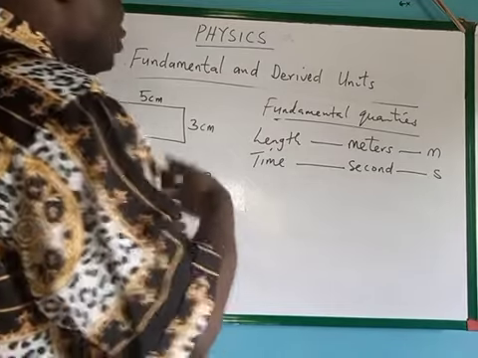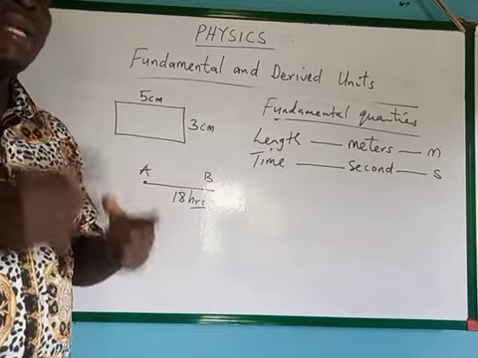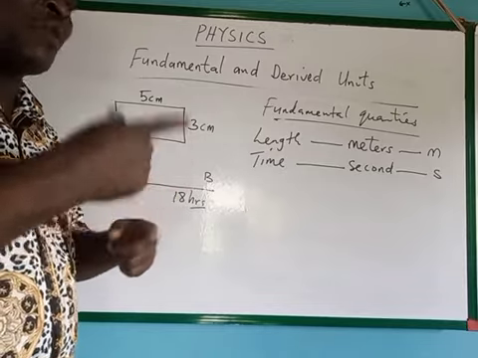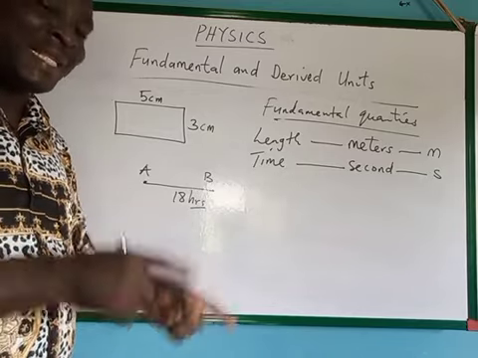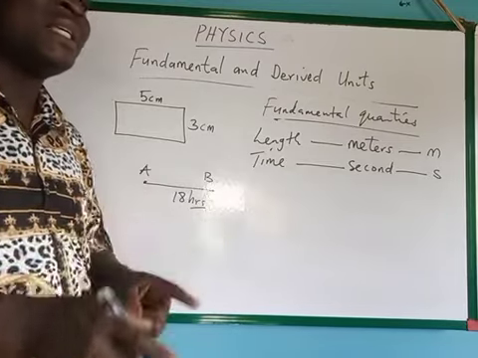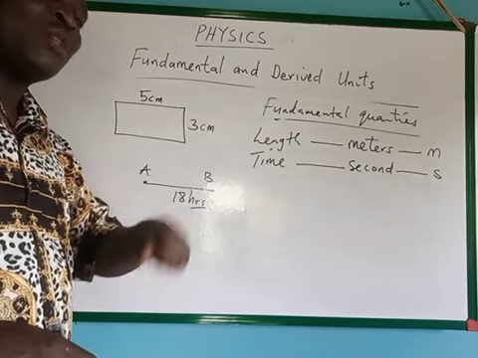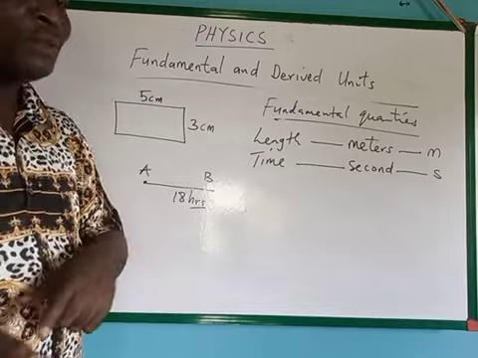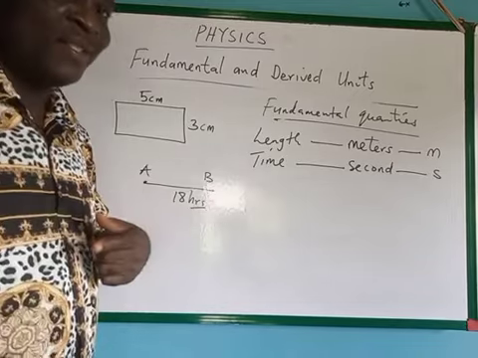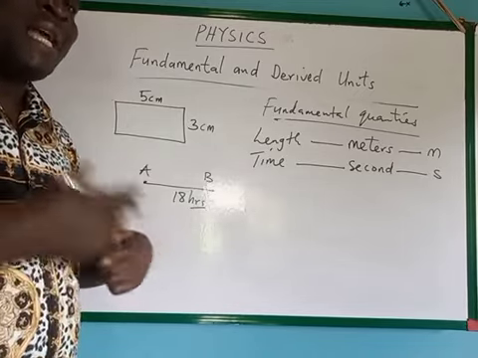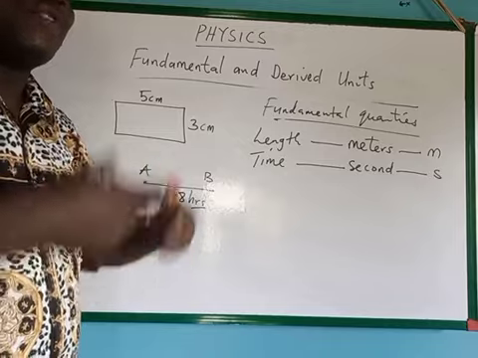So any unit that is attached to a fundamental quantity, please take note of this. Any unit that is attached to a fundamental quantity is a fundamental unit. So a fundamental unit is any unit that is attached to a fundamental quantity. So in other words, any unit that is attached to a derived quantity becomes a derived unit. I will repeat that again. Any unit that is attached to a derived quantity is a derived unit.